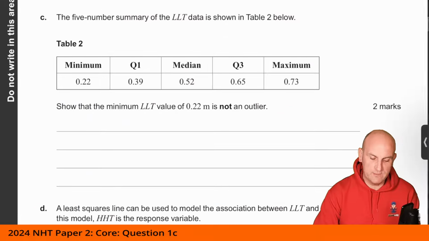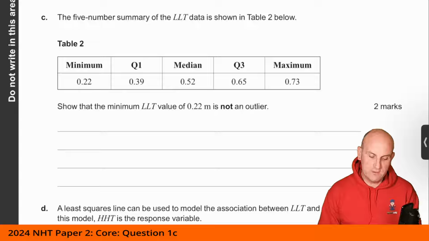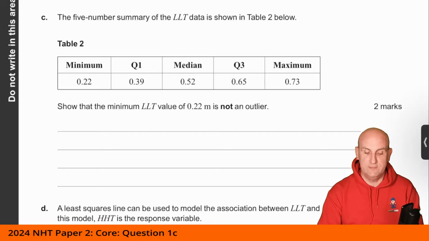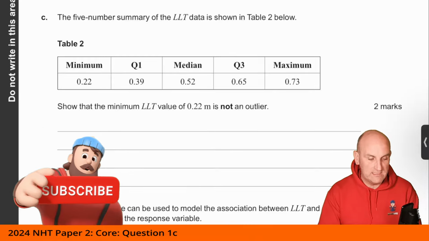Right, the 5-number summary of the LLT data is shown in Table 2 below. Okay, thank you. Show that the minimum LLT value of 0.92 is not an outlier. Now, this has got 2 marks. So you've got to do 2 things. You've got to show a calculation for my lower fence and then a qualifying statement. And lots of people always forget the qualifying statement. You have got to say whether it is or is not an outlier and the reasons why.